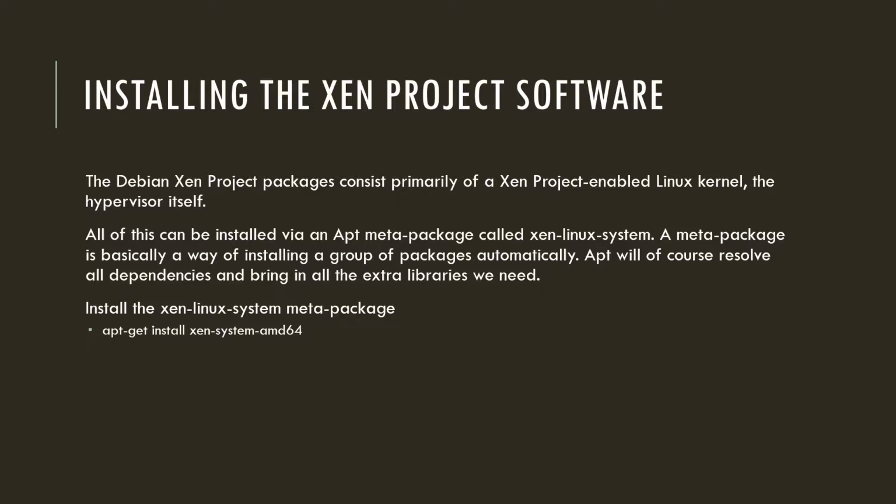The next step would be to install the Xen Project software. The Debian Xen Project packages consist primarily of a Xen Project enabled Linux kernel and the hypervisor itself. All of this can be installed via an apt meta package called the Xen Linux system. A meta package is basically a way of installing a group of packages automatically. APT will of course resolve all dependencies and bring in all the extra libraries we need.